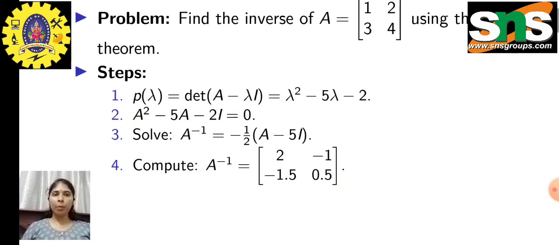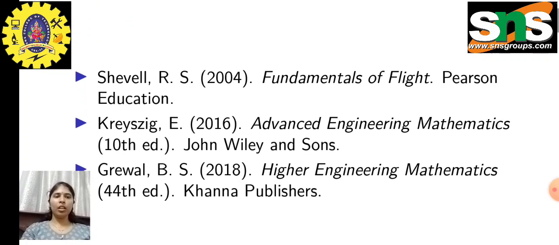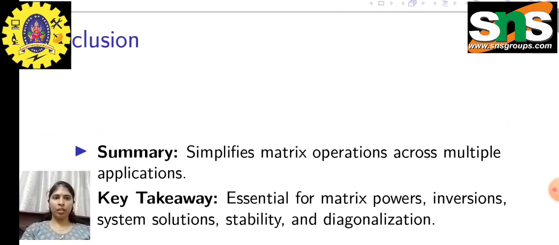Now, using the Cayley-Hamilton theorem, we transform lambda into A. So we have A square minus 5A minus 2I equal to 0. Next, we have to solve for A inverse, which gives A inverse equal to 1 by 2 into A minus 5I. On computing, we get A inverse equal to 2, minus 1, minus 1.5 and 0.5.